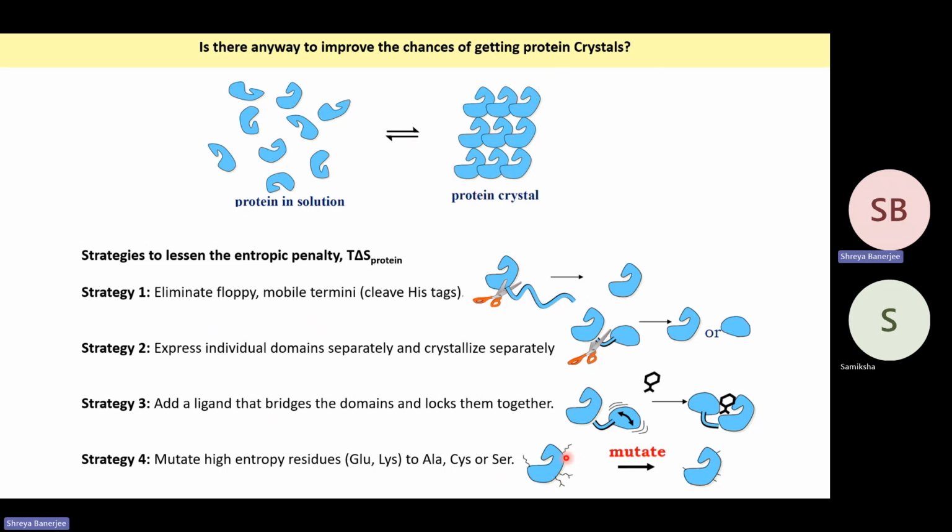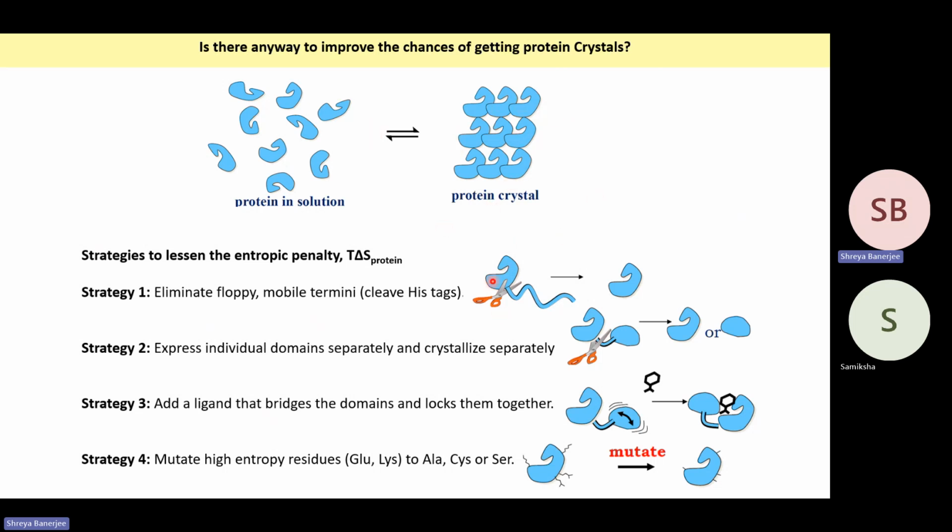Or suppose you have high entropy residues like glutamic acid or lysine, which have long side chains. Long side chains mean that the entropy is high. So we can mutate those residues to alanine, cysteine, or serine, which have short side chains. When there are short side chains, the initial entropy is low. So the net loss in entropy on crystallization is also reduced.